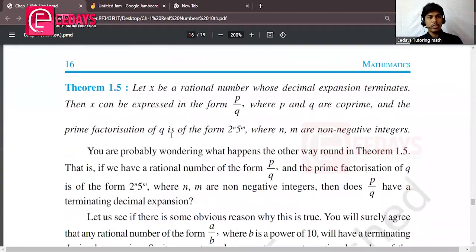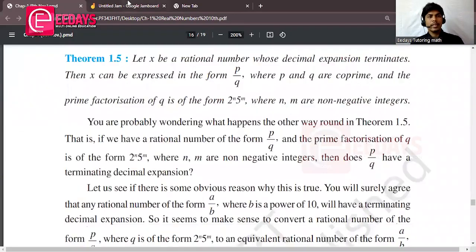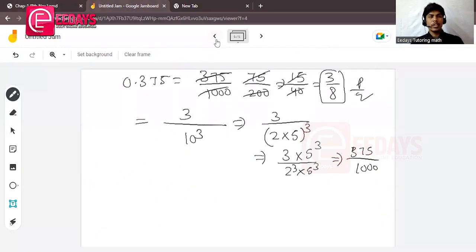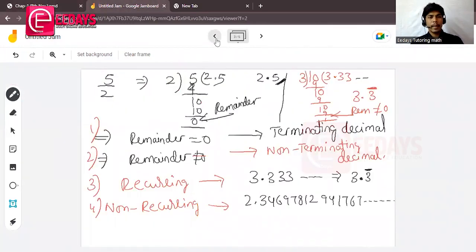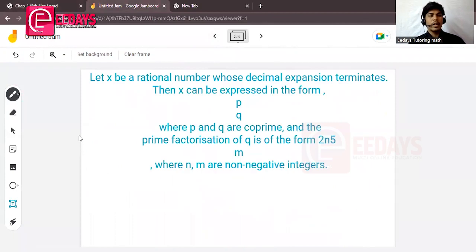Let's understand the concept with ease. Let x be a rational number whose decimal expansion terminates. x can be expressed as p by q, where p and q are co-prime, and the prime factorization of q can be written as 2 power n into 5 power m, where n and m are non-negative integers. So what is this, sir? We couldn't understand what you are saying.